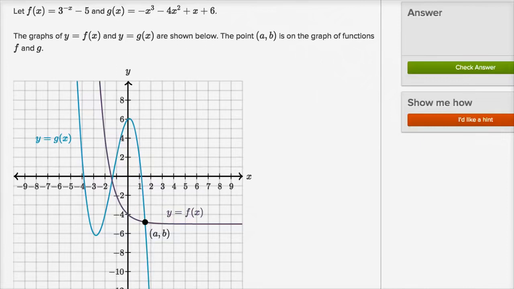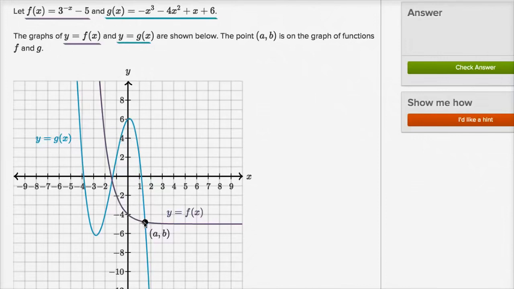This y equals f of x is in that purplish color. Let me see if I can get that same purplish color. So let me underline it now. So f of x is in that purplish color. So y equals f of x, that's right over here in purple. And then y equals g of x, that is in blue. G of x is defined right over there. Y equals g of x, well, that is graphed in blue.